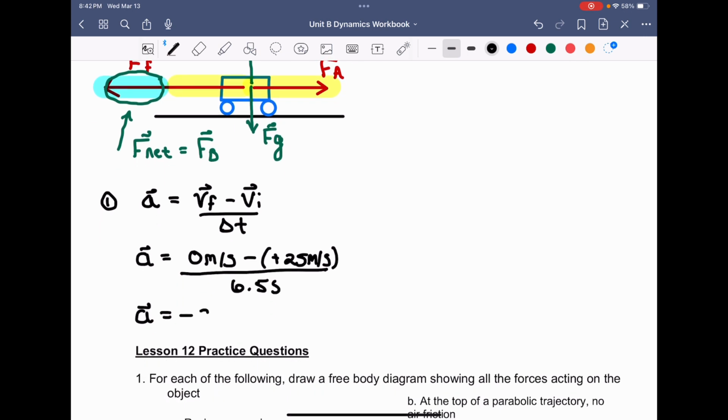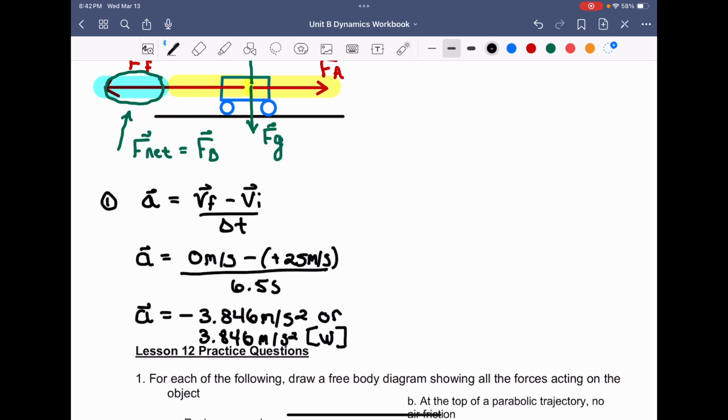So I'm going to write this as negative 3.846 meters per second squared. Or what we could write here, using the directional method, is 3.846 meters per second squared in the west direction. Both of those would be okay. Now, again, these aren't final solutions, so I'm not going to be super particular about whether you use negative or west, but just for your own sake.